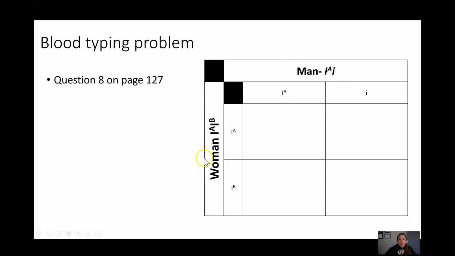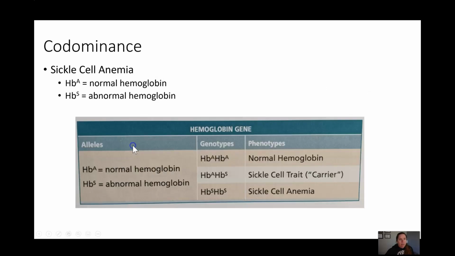So we have the Punnett square set up with the man and the woman, and the question is asking, what are the possible blood types that their children can have? So here you're going to determine the genotypes of 4 potential offspring or any combination of their offspring. And from their genotypes, you can predict what the phenotypes of their offspring may be. All right, let's keep on going.